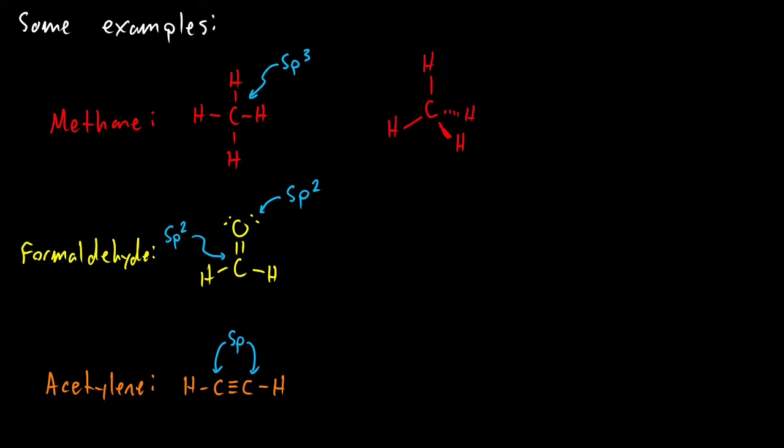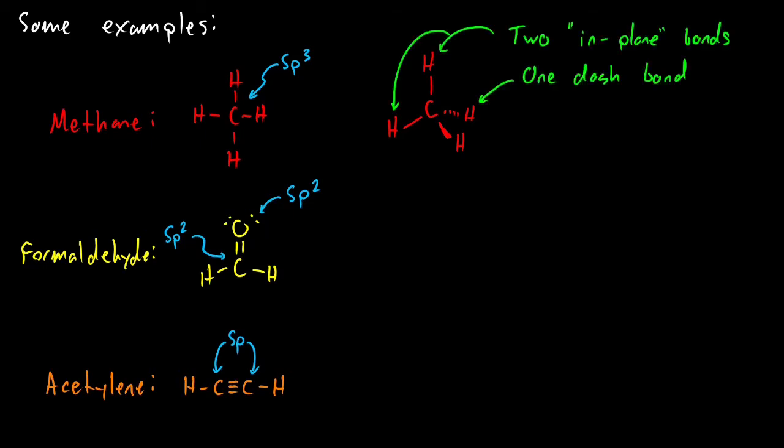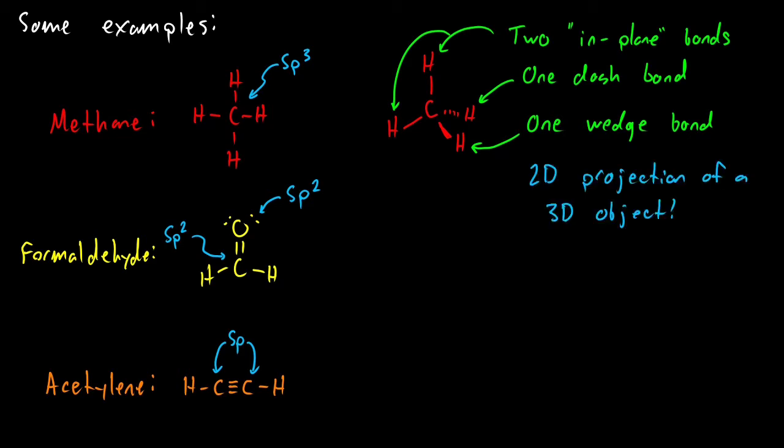Let's start by drawing methane. This is what our tetrahedral methane would look like. Remember that for a tetrahedron, we always have 2 bonds which are in the plane, 1 bond which is going back, and 1 bond which is going forward. We need to be the most careful with drawing tetrahedra because this is a 2-dimensional projection of a 3-dimensional object. This is not the only way that we can draw a tetrahedron, but we will always have these 4 types of bonds in some arbitrary orientation.